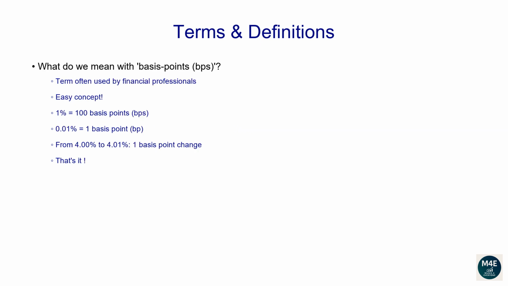What do we mean with basis points? This term is often used by financial professionals. However, it's a very easy concept, don't be scared about it. Let's break it down. Basically, 1% is equivalent to 100 basis points. This means that when you hear someone saying interest rates increased by 100 basis points, that means they increased by 1%. If 1% is equivalent to 100 basis points, then 0.01% is equivalent to 1 basis point. For example, if the yield of a muni bond changes from 4.00% to 4.01%, it's simply easier to say the yield increased by 1 basis point, instead of saying the yield increased by 0.01%. That's it.